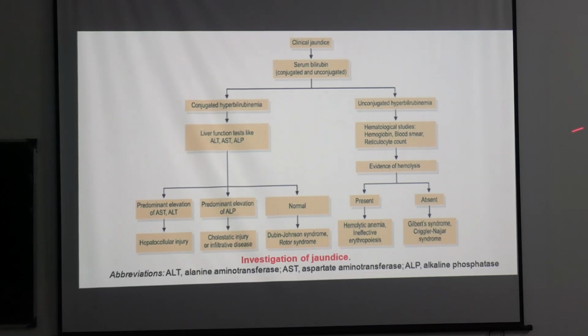So, clinical jaundice, serum bilirubin will increase. Conjugated hyperbilirubinemia, predominant elevation of AST, ALT means it is hepatocellular injury, and predominant elevation of alkaline phosphatase means cholestatic injury or infiltrative disease. It will be normal in Dubin-Johnson and Rotor syndrome. Unconjugated hyperbilirubinemia, evidence of hemolysis present: hemolytic anemia, ineffective erythropoiesis; absent: Gilbert syndrome, Crigler-Najjar syndrome.